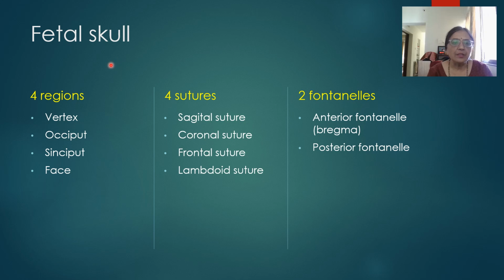Now we start with fetal skull. Fetal skull has four regions, four sutures and two fontanelles. Four regions are vertex, occiput, sinciput and face. Four sutures are sagittal suture, coronal suture, frontal suture and lambdoid suture. Two fontanelles are anterior fontanelle, which is also called bregma, and posterior fontanelle.